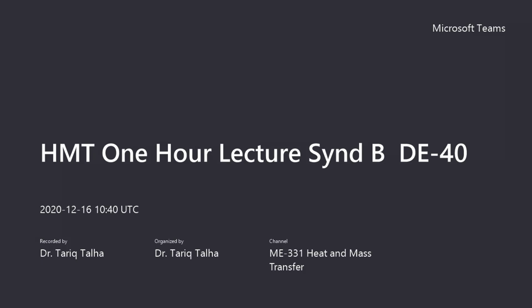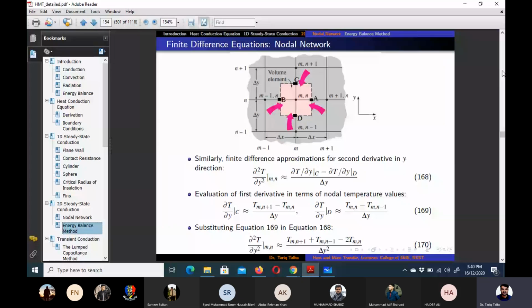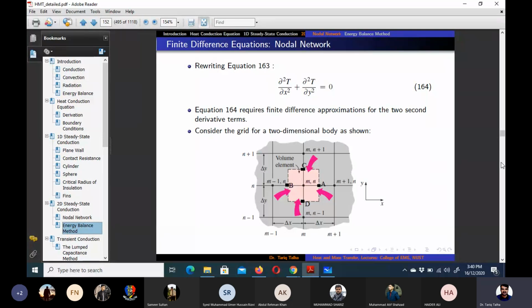We were discussing two-dimensional steady state heat transfer, conduction heat transfer. In that we discussed that we need to solve this equation numerically. So it means that first of all we need to create a grid, and then we need to write this equation on each node of that grid, interior node of that grid.